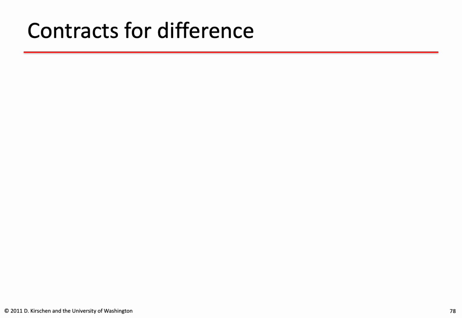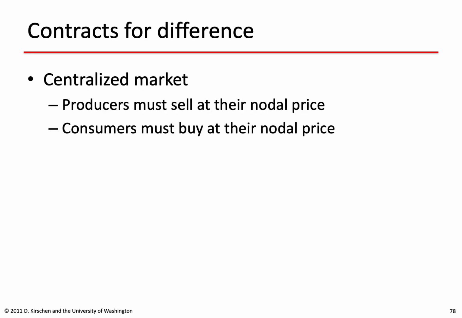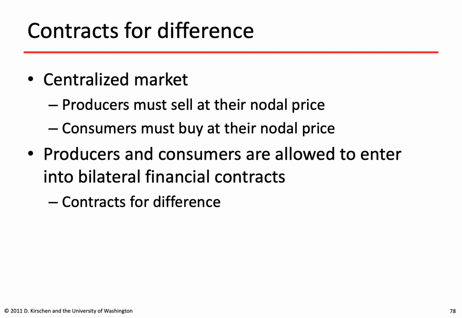So one way to try to deal with this would be contracts for difference. Because, as you remember, in the centralized market that we are dealing with, the producers must sell at their nodal price and the consumer must buy at their nodal price, and they may be selling at different nodes, therefore they may be facing different nodal prices. So they have to sell in a physical market or buy in a physical market, but they are also allowed to enter into bilateral financial contracts, which we could call contracts for difference.